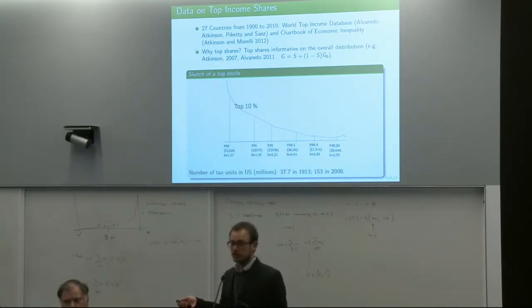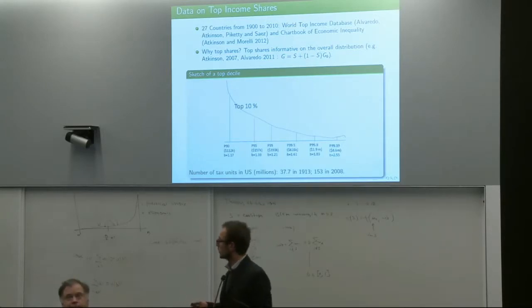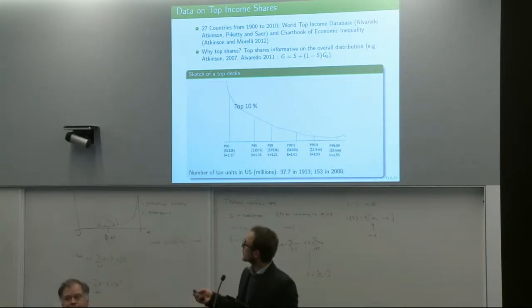Why are we using top shares? Well, first of all, top shares are not uninformative about the overall income distribution. This has been proven empirically, but also a little bit more formally. But what really matters here is that there is no other database out there that allows you to study the evolution of income inequality over 110 years in a more or less consistent way. And this is very important if you study systemic banking crises, which are very rare events in a country's history. So you need to have a historical perspective.